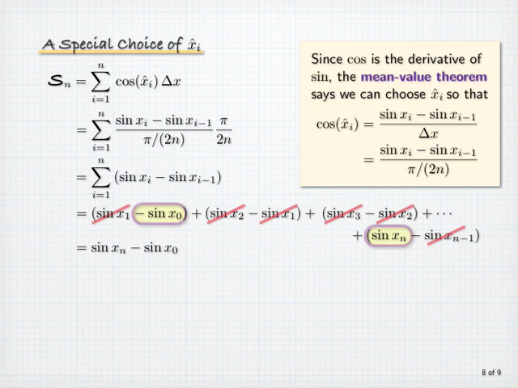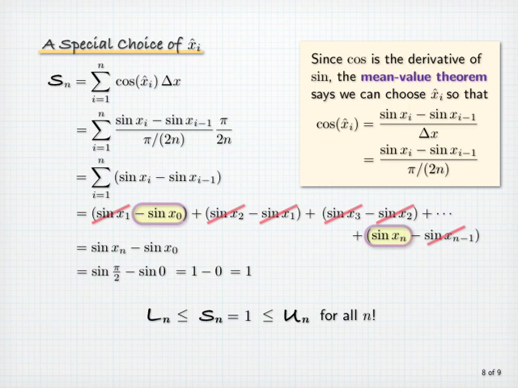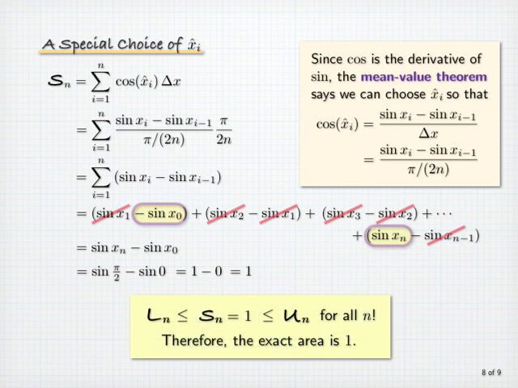Now let's recall that xn is the right endpoint, pi over 2, and x0 is the left endpoint, 0, and so we have sine of pi over 2 minus sine of 0, which equals 1 minus 0, or 1. So for all n, with this special choice of x hat sub i, we have Sn equal to 1. And so we can say that every lower sum is less than or equal to 1, every upper sum is greater than or equal to 1, and therefore the exact area must be 1.